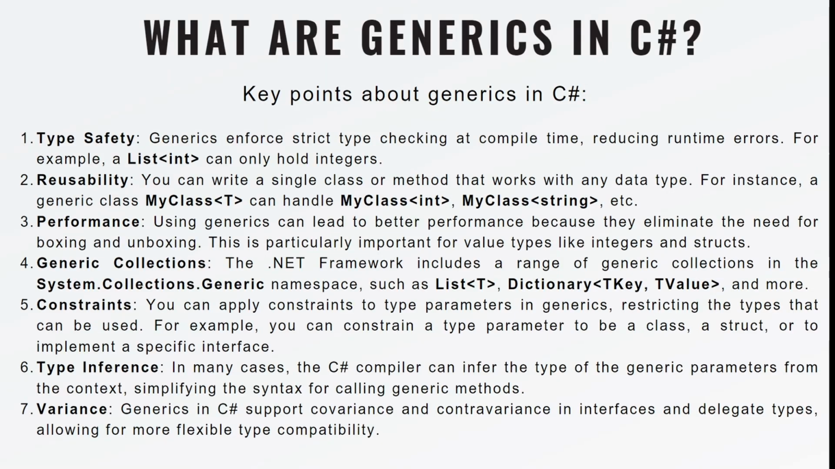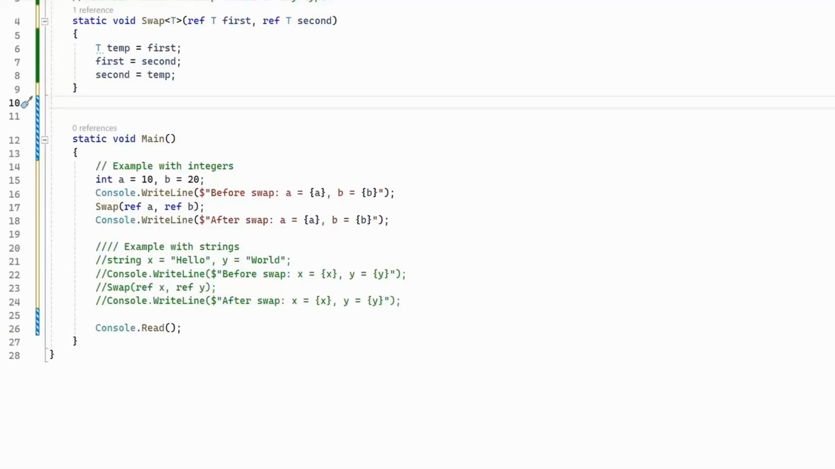And on the screen now you can see the key points of generics in C#: type safety, reusability, performance, generic collections, type inference, and variance. You can pause the screen, read about them, and I'm going to continue with the code examples.